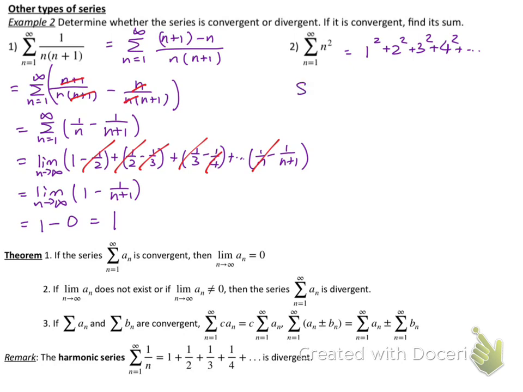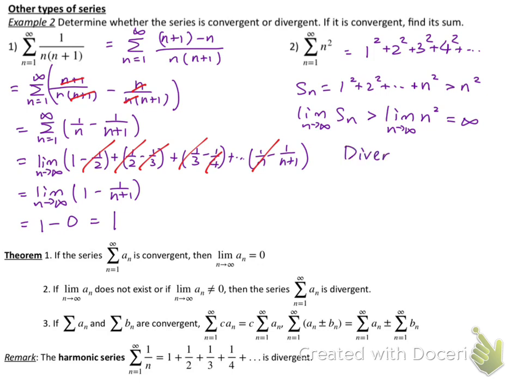You can simply say Sn is 1 squared plus 2 squared all the way plus n squared. It's a huge number. How big it is, I don't know, but it's definitely bigger than n squared. So the limit as n approaches infinity of Sn will be greater than the limit as n approaches infinity of n squared, which is already an infinity. The only thing that is greater than infinity is infinity itself. So it's divergent.